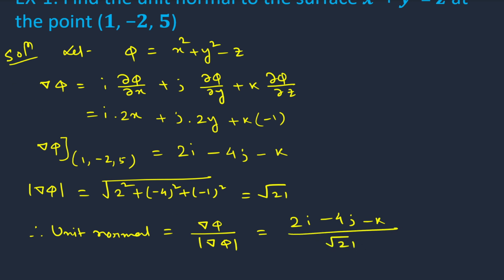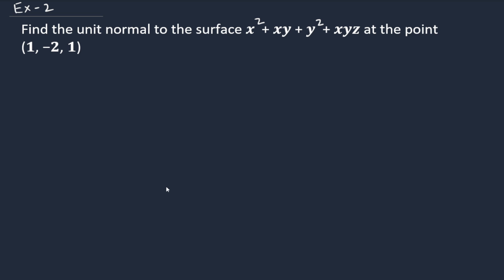Let us take another example. So find the unit normal to the surface. Here the surface is a little bit different. Okay, in the earlier problem there were only 3 terms. So here there are 4 terms. Okay. So let phi equals x square plus xy plus y square plus xyz. So if we do the derivatives perfectly, then answers are very easy.